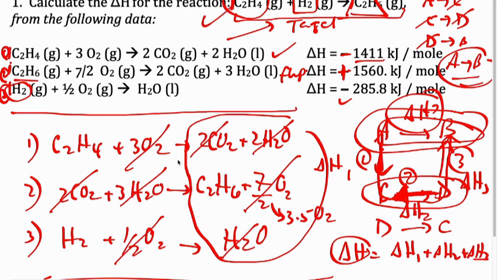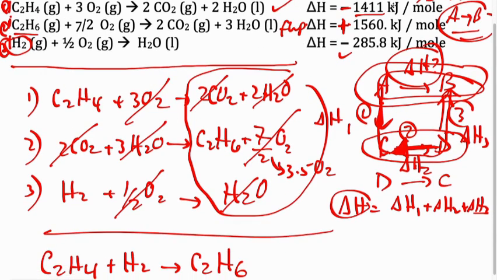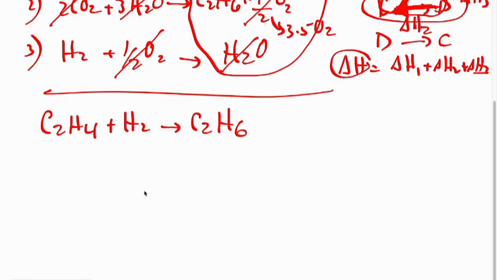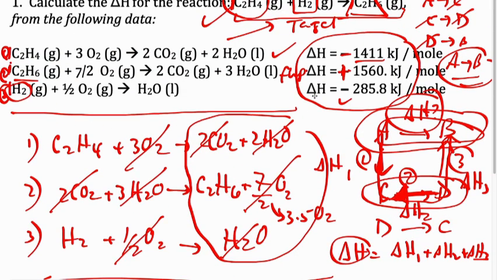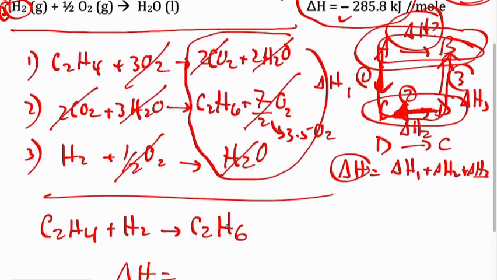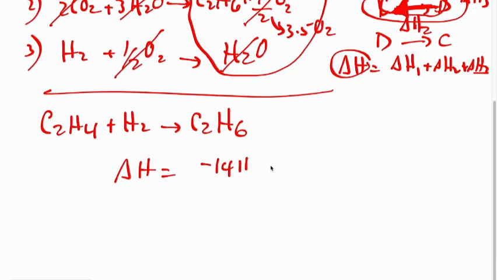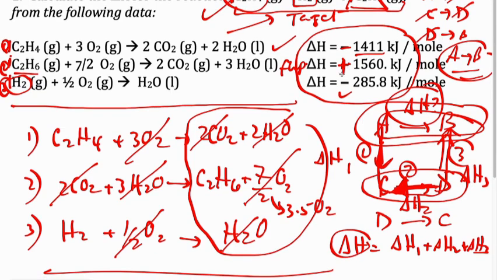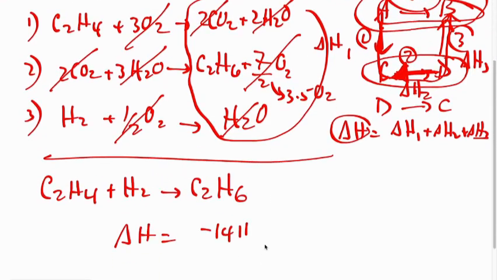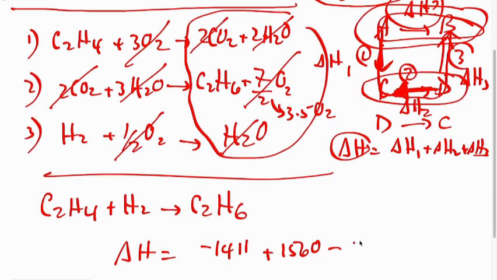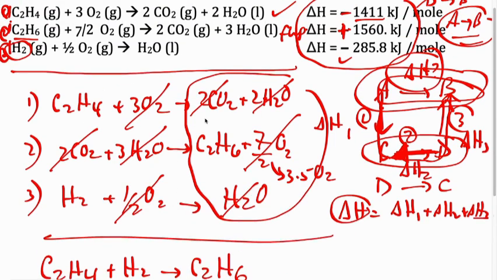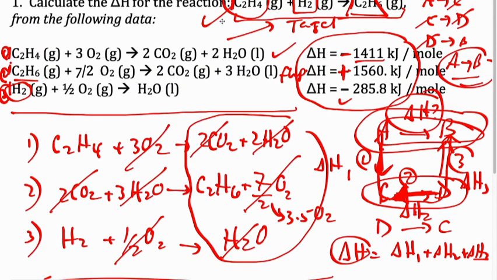Because I've come to a point where adding these 3 equations has given me my target equation, I can now take their enthalpy changes and simply add them. So the enthalpy change for my reaction here, remember we flipped the second one, so it'll be negative 1411. That was negative, so it'll be plus 1560, and then minus 285.8. Once you find that, you have now found the enthalpy change for your reaction. All right, hopefully that helped.